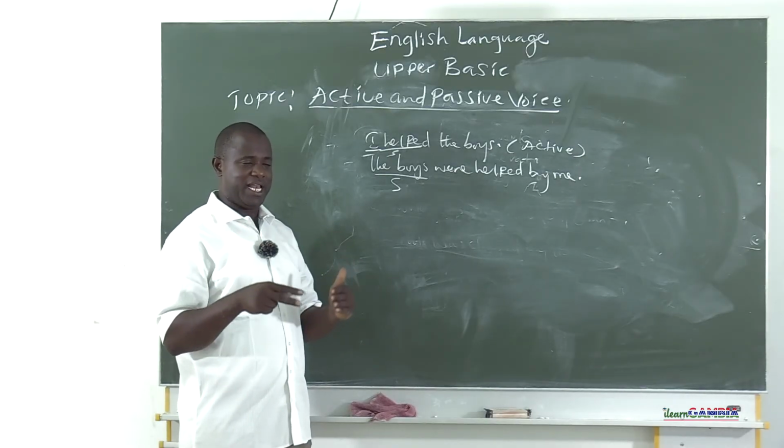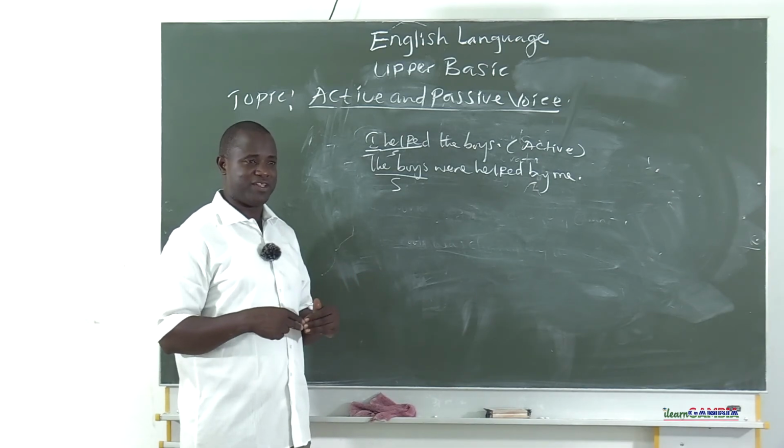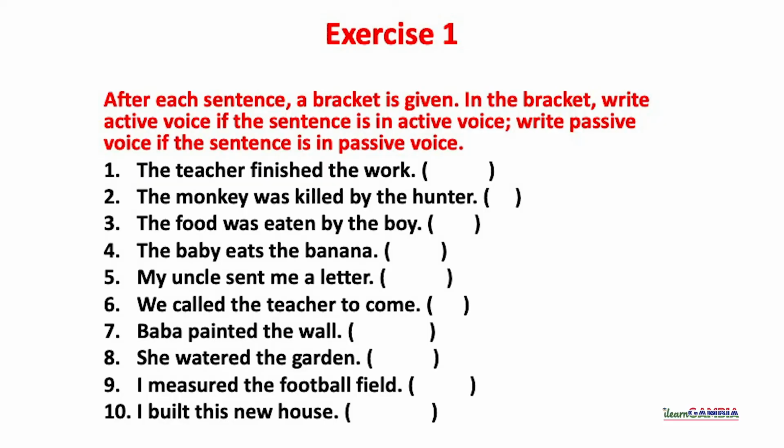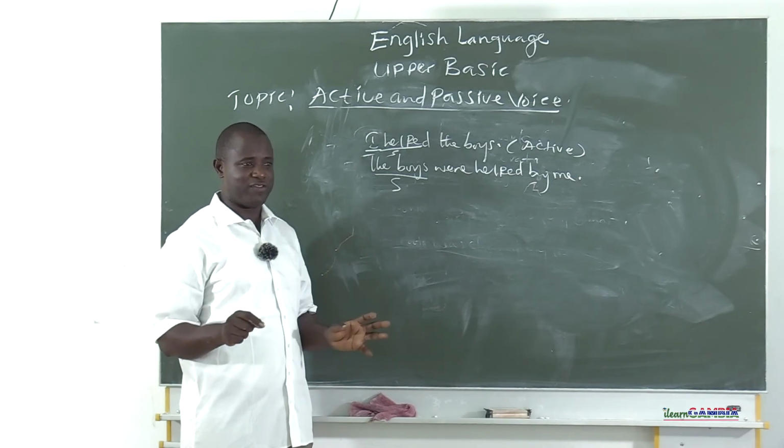But before we end our lesson, let us do some exercise and see if you understand the lesson. So we move on. Exercise 1. After each sentence, a bracket is given. In the bracket, write active voice if the sentence is in active voice. Write passive voice if the sentence is in passive voice. Now, in the bracket, indicate active if the sentence is in active voice, or you indicate passive if the sentence is in passive voice.